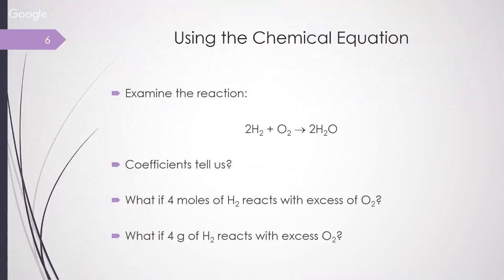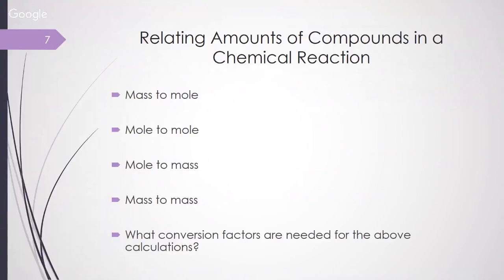So what if 4 moles of hydrogen reacts with excess oxygen? Well, what if 4 grams of hydrogen reacted with an excess of oxygen? How can we perform these calculations? We're going to look at setting up a series of conversion factors. As I like to say, we're going to do our picket fence.